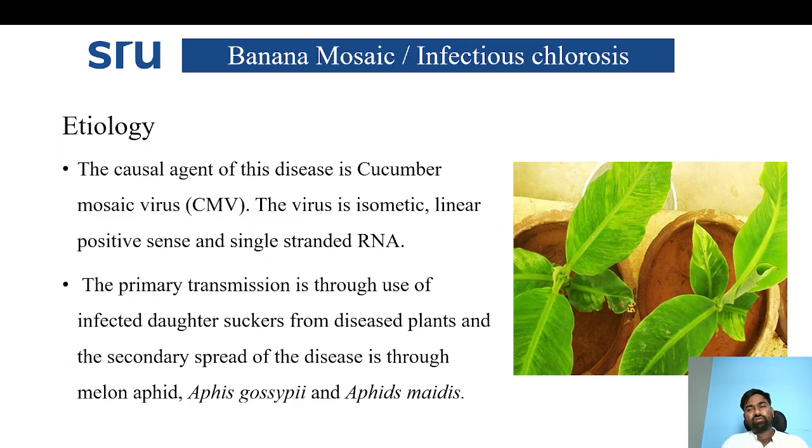Coming to banana mosaic or infectious chlorosis, let's see the etiology of this virus. The causal agent of this disease is cucumber mosaic virus (CMV). The virus is isometric, with a linear positive-sense single-stranded RNA. The primary transmission is through the use of infected daughter suckers from the diseased plant, and the secondary spread is through Aphis gossypii and Aphis maidis, which is the melon aphid.